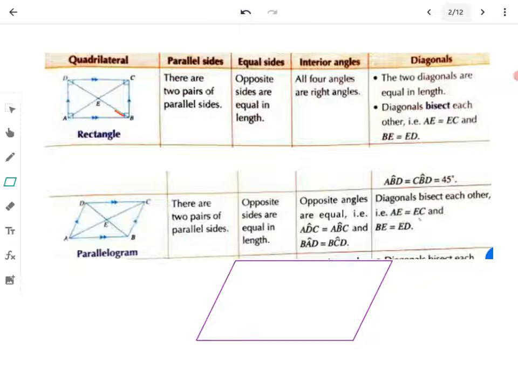Suppose we have a parallelogram here. These are the opposite angles. This is A, this is B. Since they are opposite, we say A equals B. These are also opposite angles, so X equals Y, because that's the property of a parallelogram: opposite angles are equal. Then again, in terms of diagonals, the same as a rectangle, the diagonals bisect each other, meaning they cut each other into two equal parts. So these are the properties of a rectangle and a parallelogram.